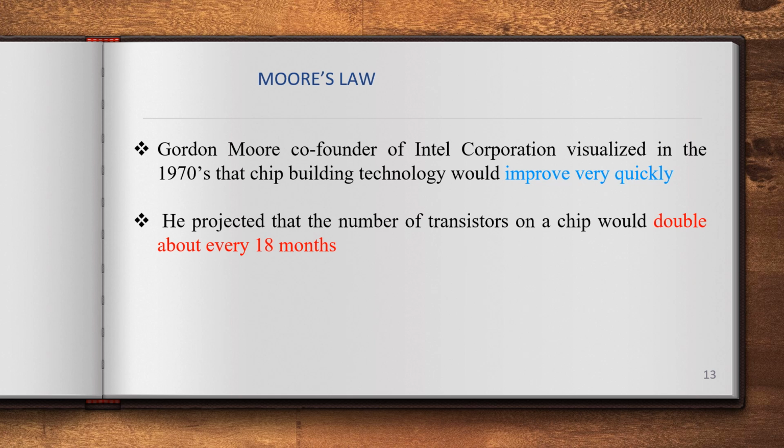No other technology in history has sustained such a high growth rate lasting for so long. This incredible growth has come from steady miniaturization of transistors and improvements in the manufacturing process. Gordon Moore, a co-founder of Intel Corporation, visualized in the 1970s that chip building technology would improve very quickly. He projected that the number of transistors on a chip would double about every 18 months.